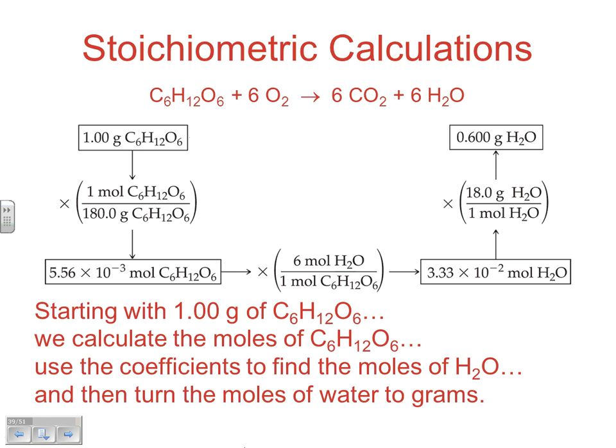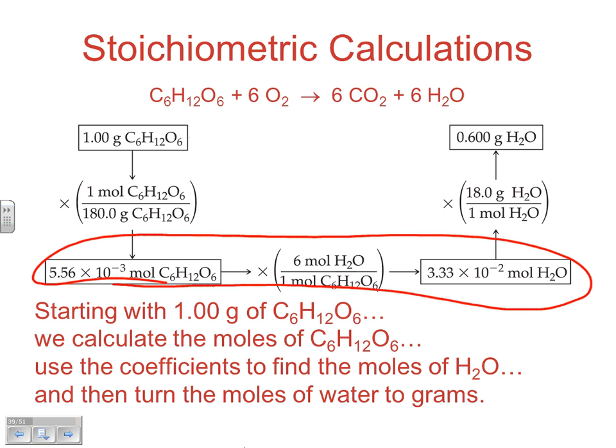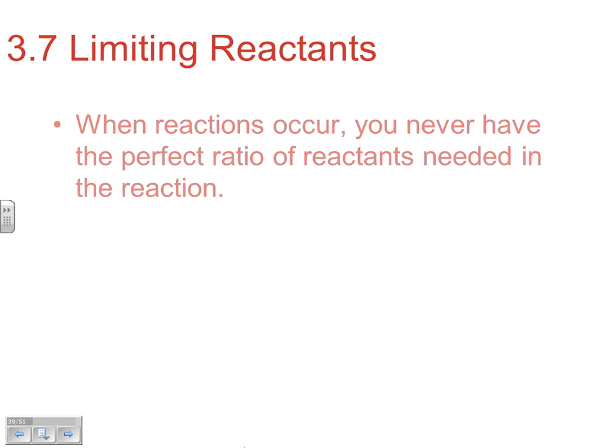Now I've shown it broken into steps so you could get the idea. What we're really doing is getting to moles of one thing so we can go to moles of another, and then getting out of moles. This particular part is the basis of all stoichiometry. That's where you're going from one substance to another using the mole ratio from the balanced equation.